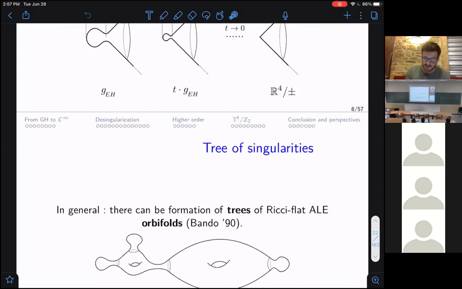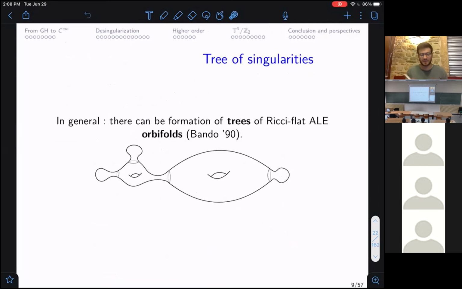And more generally, you may have singularities appearing on top of each other. So here you have a singularity, a bubble with other bubbles appearing on top of it. You may have several singularities at once, but the analysis is always localized, and so it's not a problem for us.